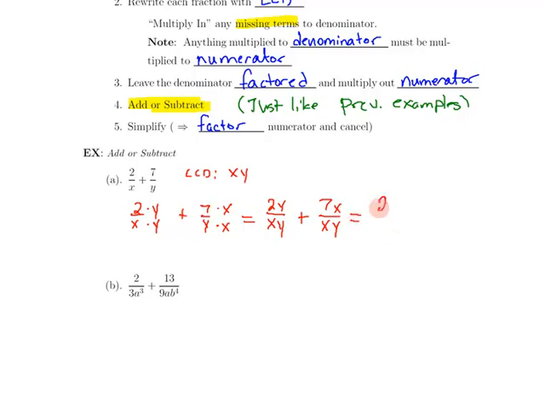We just add the numerators. So 2y plus 7x over xy. We can't simplify that any further, so that is our final answer.